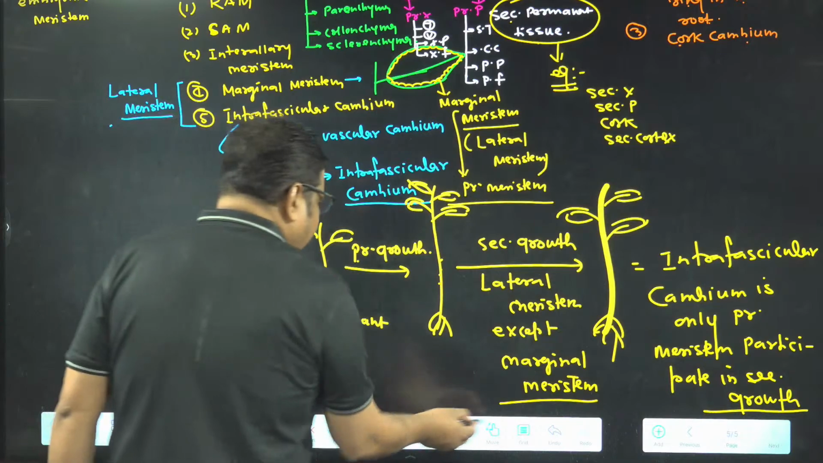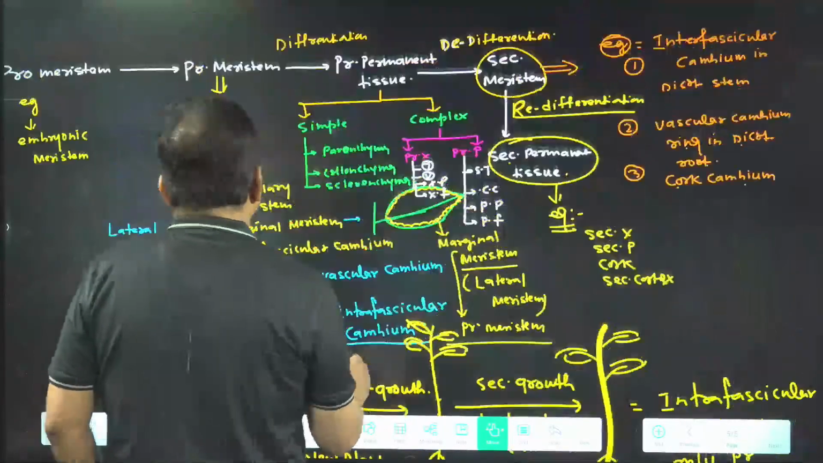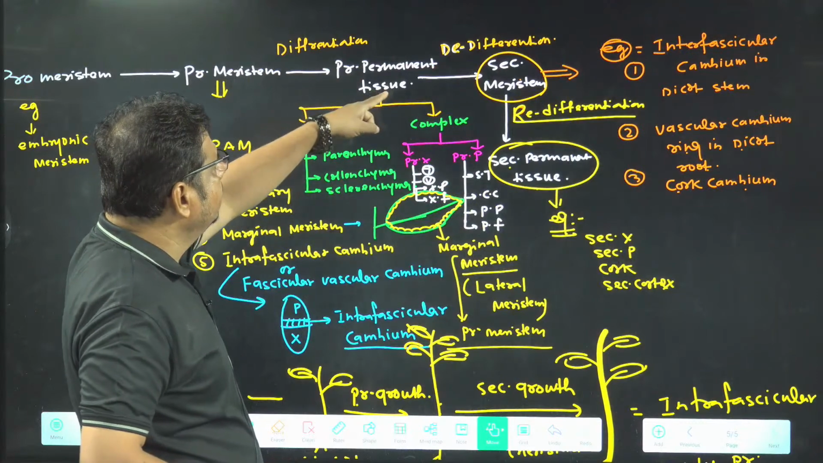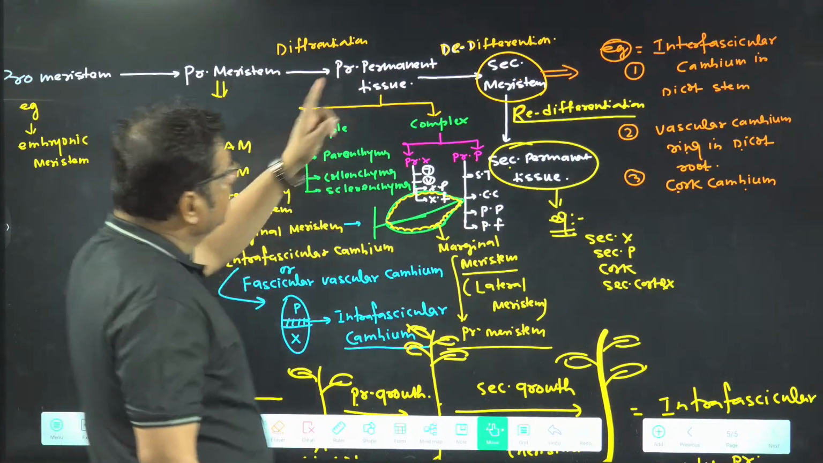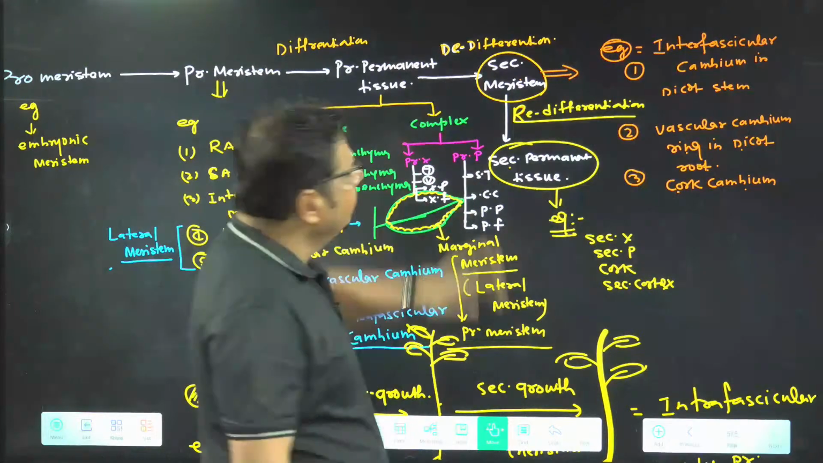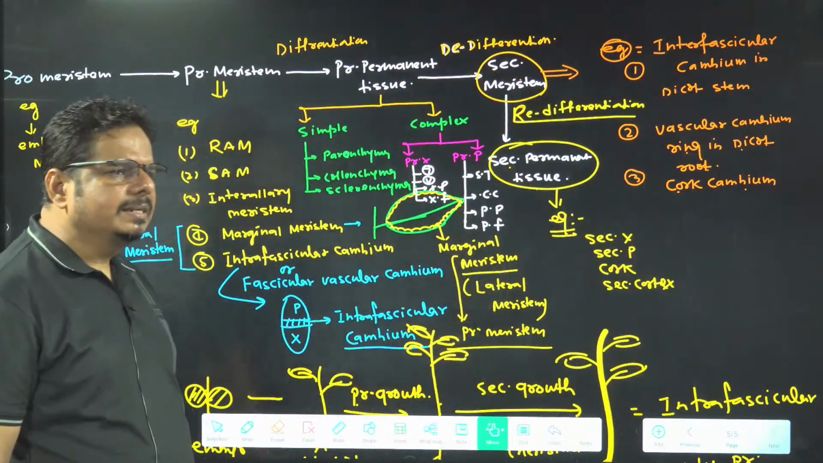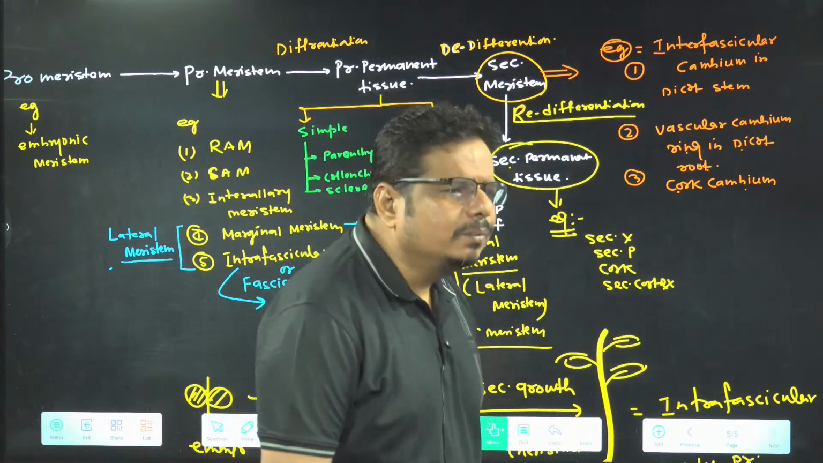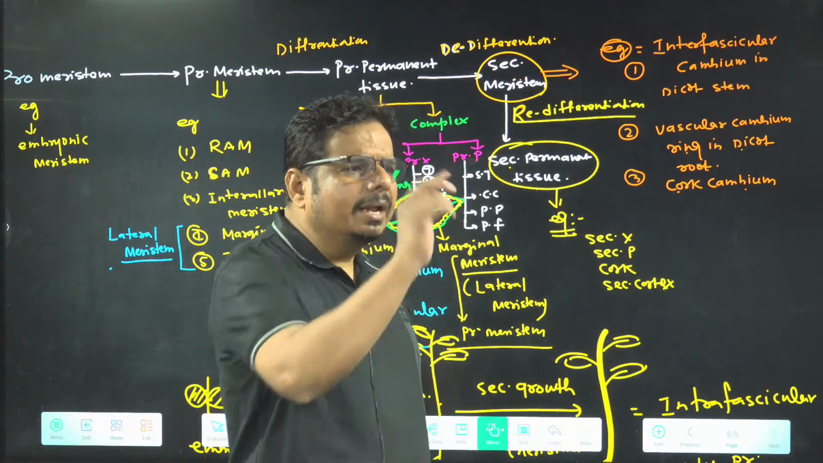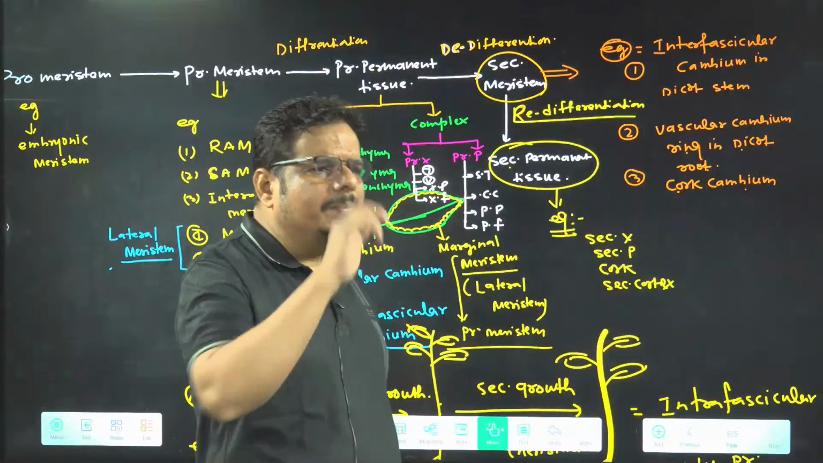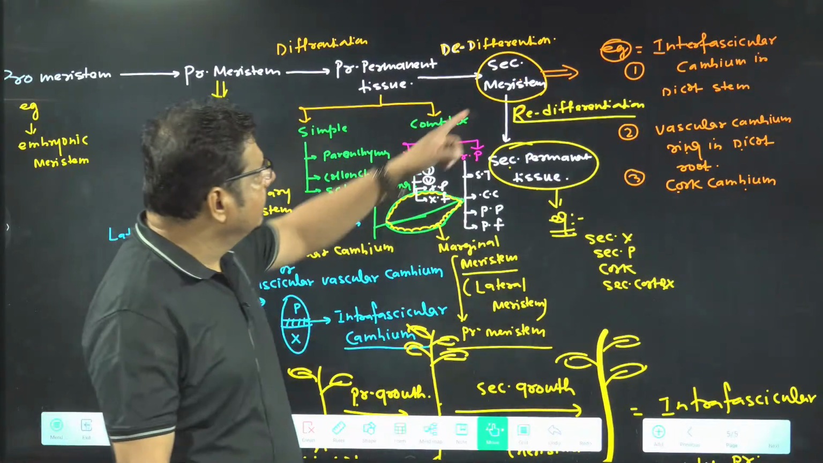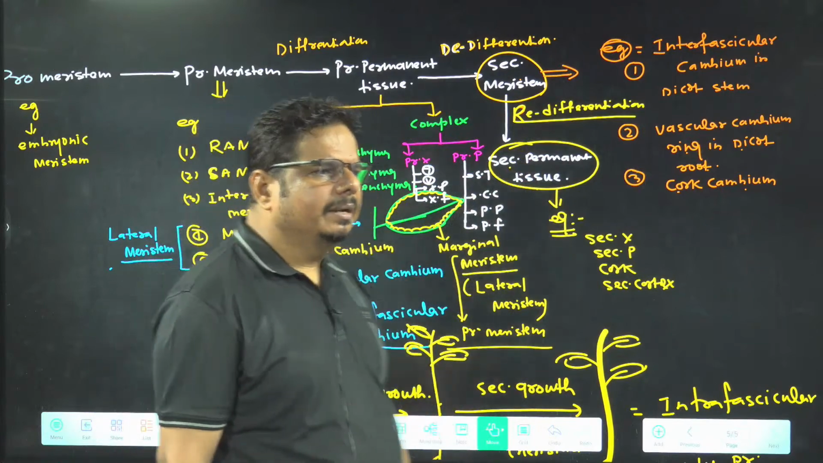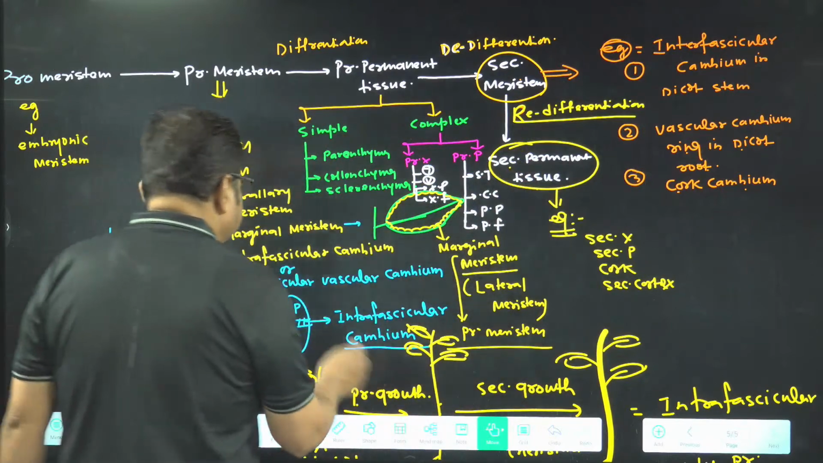So once again I am coming to our agenda. Primary meristem undergoes differentiation and forms primary permanent tissue. Primary permanent tissue undergoes de-differentiation and forms secondary meristem. So if someone asks, secondary meristem arises from whom? Don't write primary meristem, write primary permanent tissue. And when secondary meristem undergoes re-differentiation, it forms which one? Secondary permanent tissue.